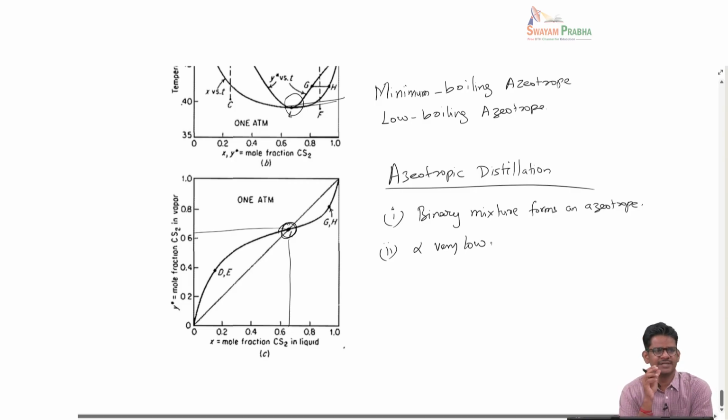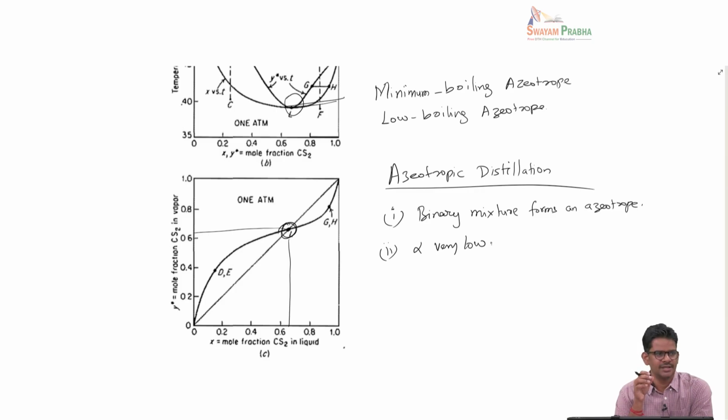The relative volatility between two components can be so small that if you do an ordinary binary distillation, the number of stages that you need to provide will be very high, and there is a cost associated with that. In such cases, generally we do what is called liquid extraction, which will be the topic of the next mass transfer operation. But now let us say you want to fix distillation as the choice of operation. Your alpha is very low. What choices do we have? In that case, we can use azeotropic distillation.